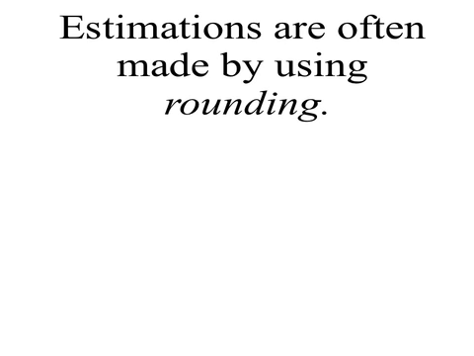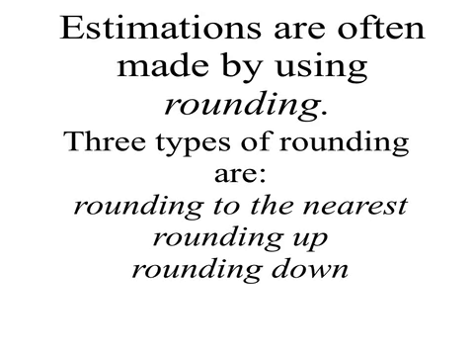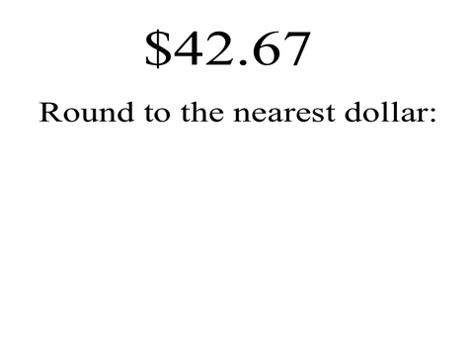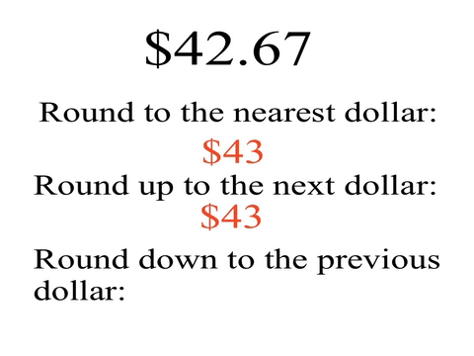Estimations are often made by using rounding. Three types of rounding are rounding to the nearest, rounding up, and rounding down. Here's $42.67. Round it to the nearest dollar. Well, it's closest to $43. Now let's round up to the next dollar. Also $43. But if we round it down to the previous dollar, it's $42.